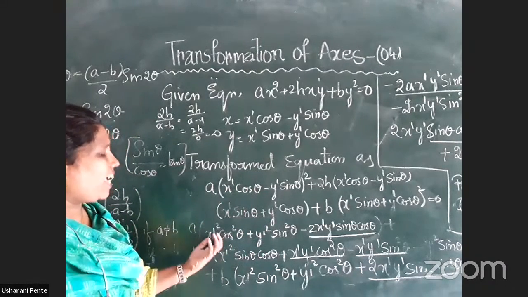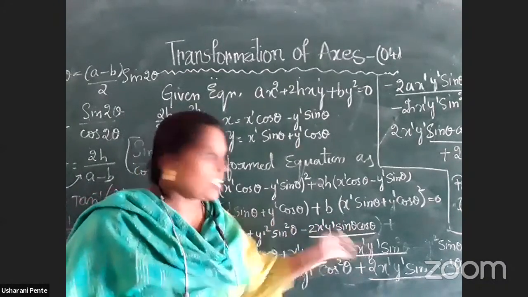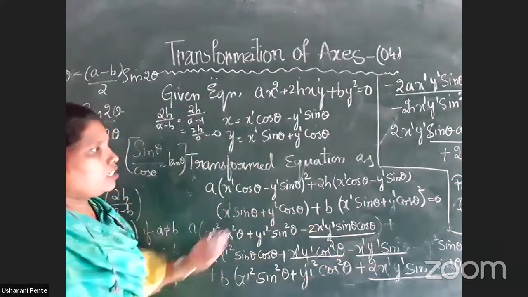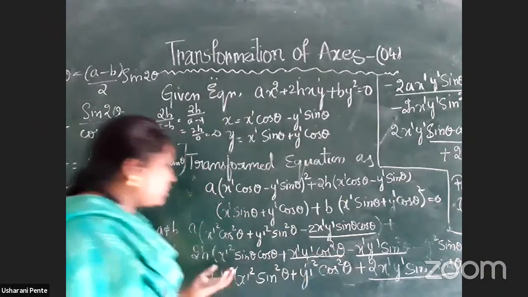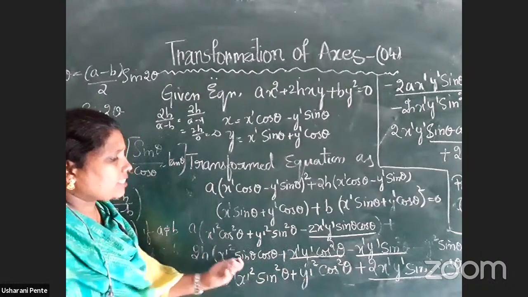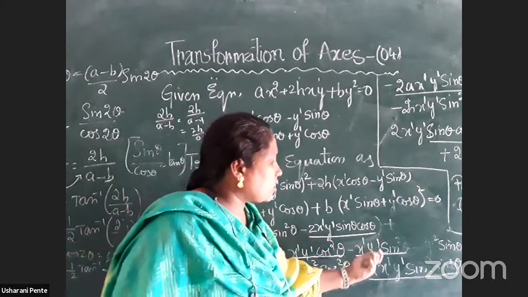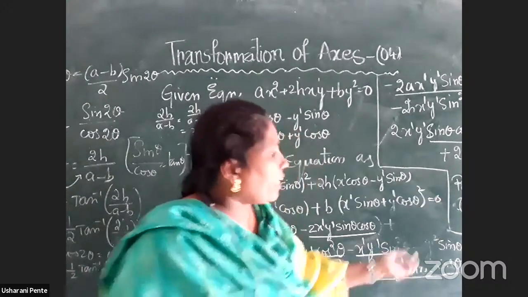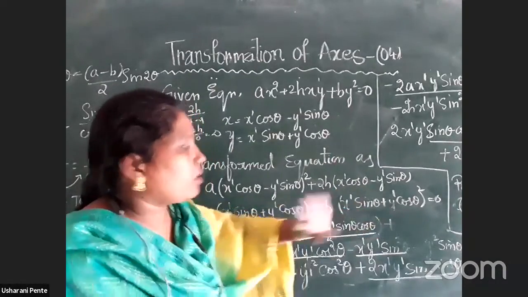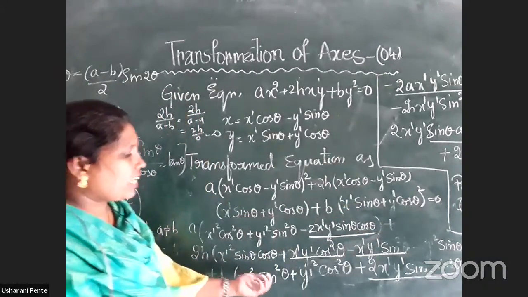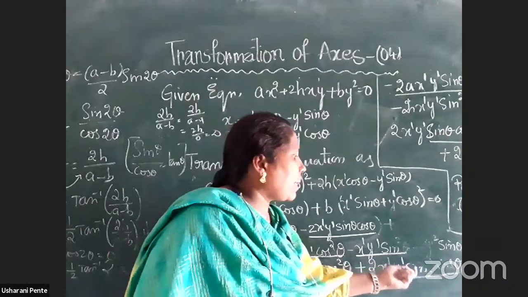So here we are applying the formula: x dash square cos square theta plus y dash square sin square theta minus 2x dash y dash sin theta cos theta plus 2h into, multiplying these terms, we get x dash square sin theta cos theta plus x dash y dash cos square theta minus x dash y dash sin square theta minus y dash square sin theta cos theta, plus b into, applying the a plus b whole square formula, x dash square sin square theta plus y dash square cos square theta plus 2x dash y dash sin theta cos theta.